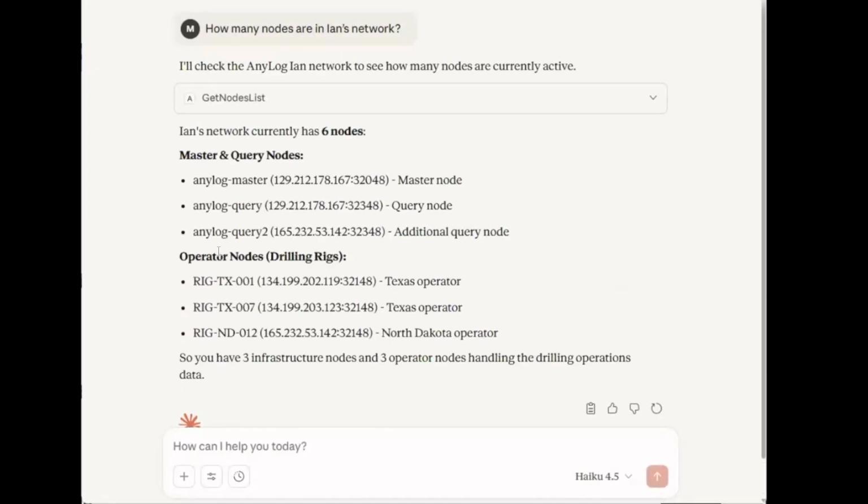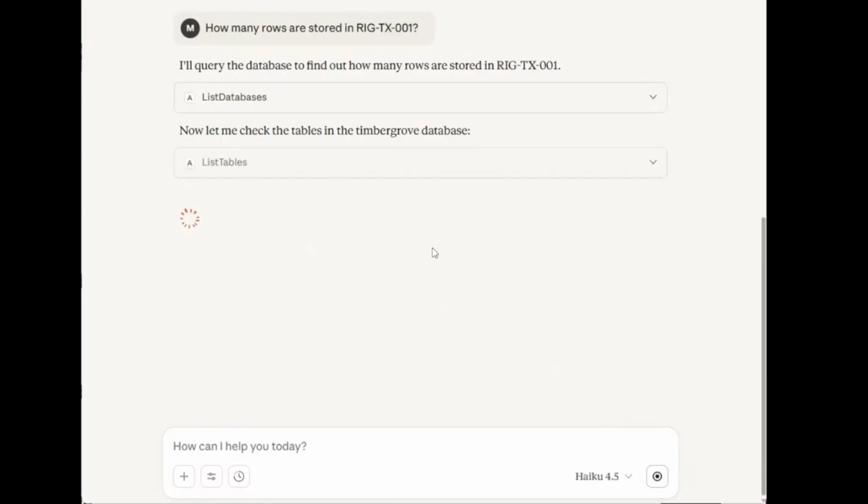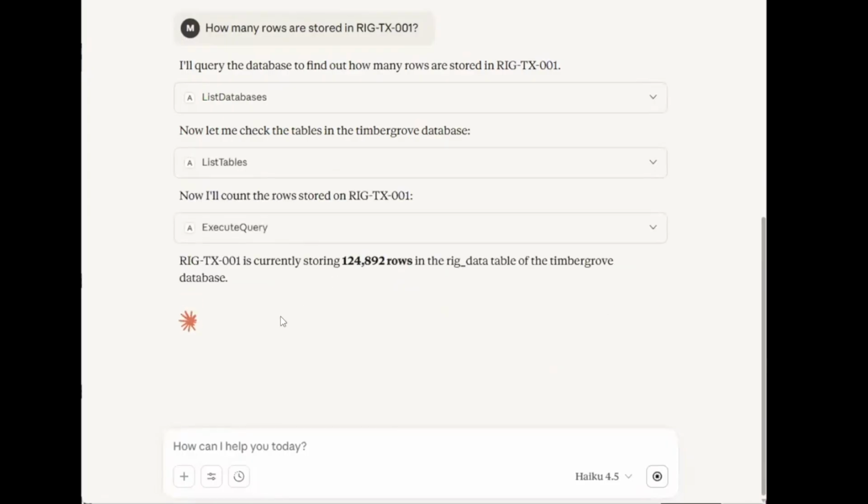And we can see here that Claude is saying we have 6 total nodes. One of them is a master node. We have 2 query nodes, and we have 3 operator nodes collecting data from the oil rigs. We can also ask how many rows are stored in rig 1. And we can see that Claude is saying we have just under 125,000 rows in the rig data table.